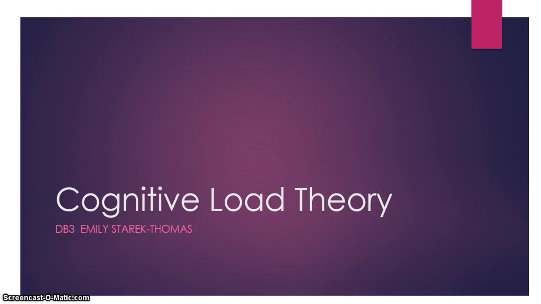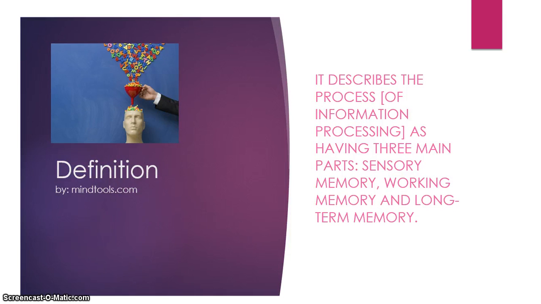Today I'm going to talk about cognitive load theory. So a definition that I really liked because it's simple and easy to understand is that cognitive load theory describes the process of information processing as having three main parts: sensory memory, working memory, and long-term memory.